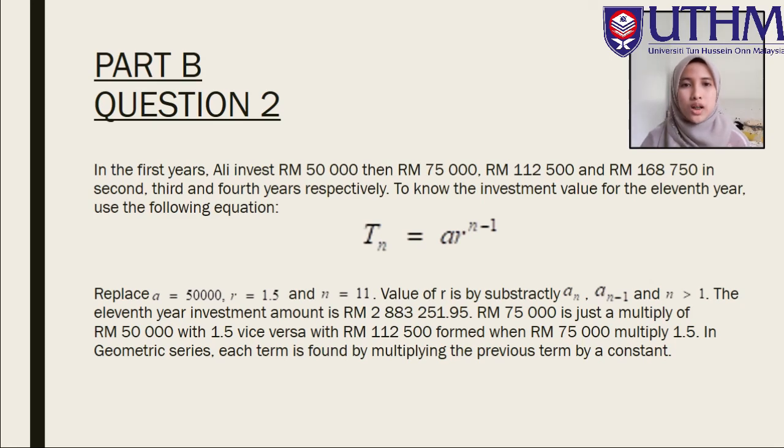75,000 ringgit is just 50,000 ringgit multiplied by 1.5, and likewise 112,500 ringgit comes from 75,000 ringgit multiplied by 1.5. In a geometric series, each term is found by multiplying the previous term by a constant. That's all about result and discussion. Thank you.